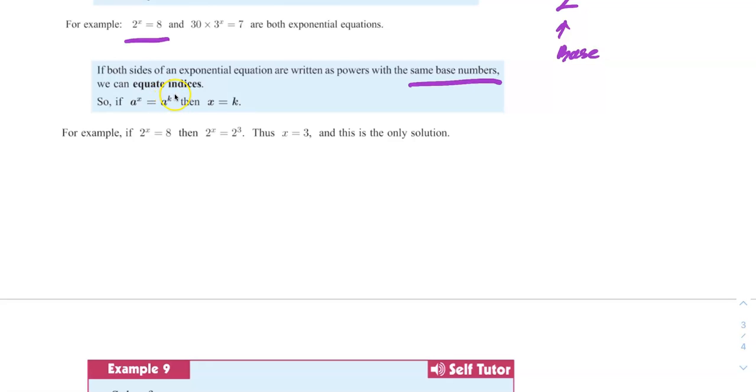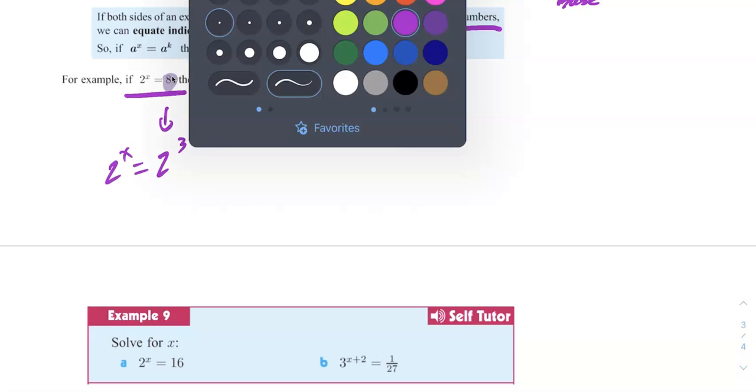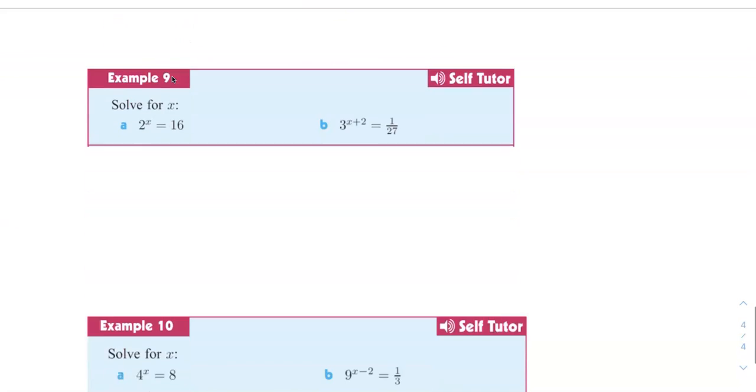That's all it is. So if we're going to do this one, to give an example, 2^x equals 8. You just have to rewrite 8 to be a power of 2. So 8 is the same thing as saying 2 cubed. You have 2^x equals 2^3, and once you have that, you just solve the powers. x equals 3, and there you go. So let's do an example or two.